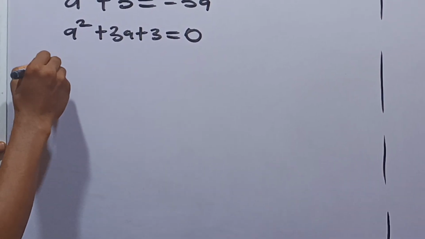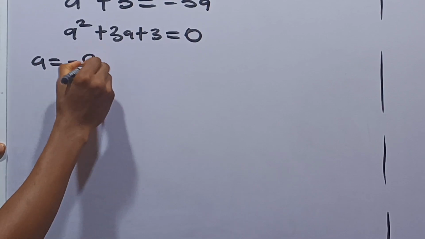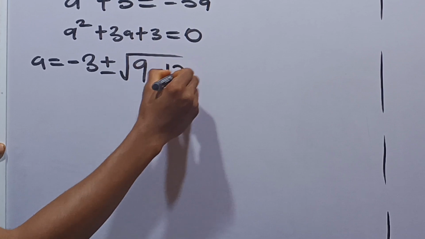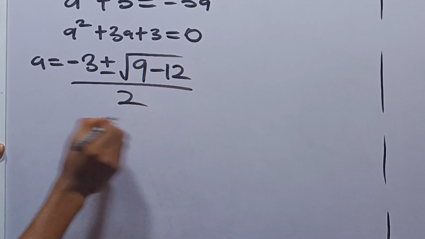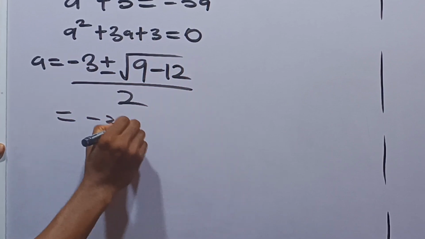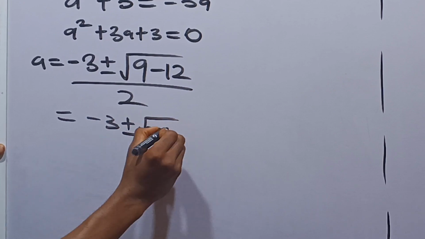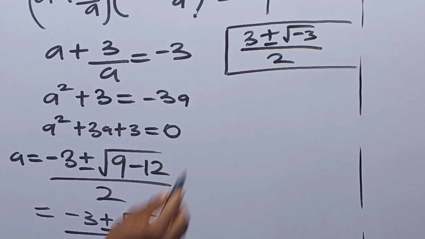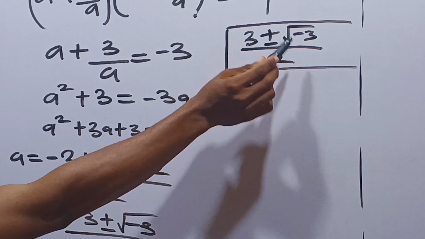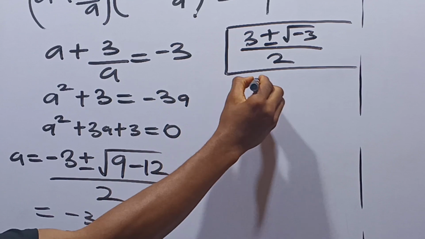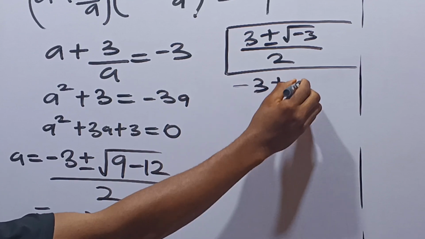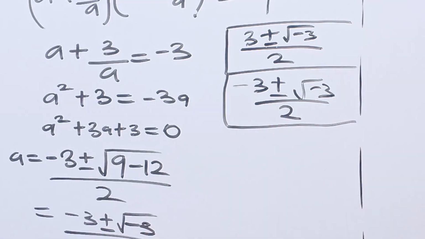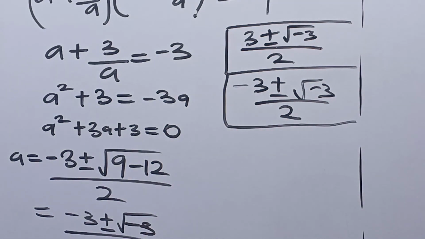We have a to be equal to minus 3 plus or minus square root of 3 squared, which is 9, minus 12, all over 2 times 1, which is 2. We have this to be equal to minus 3 plus or minus root of negative 3 over 2. So we now have that our a is equal to 3 plus or minus root of negative 3 over 2, or minus 3 plus or minus root of negative 3 over 2. Now we can solve for b and add to get our final answer.